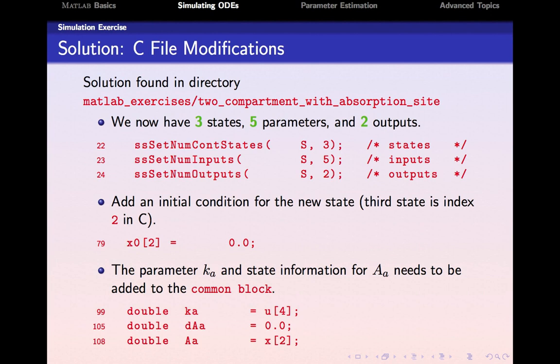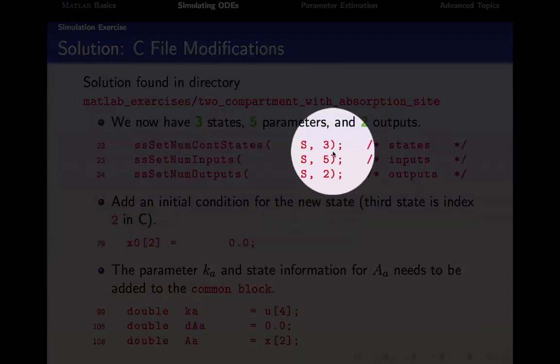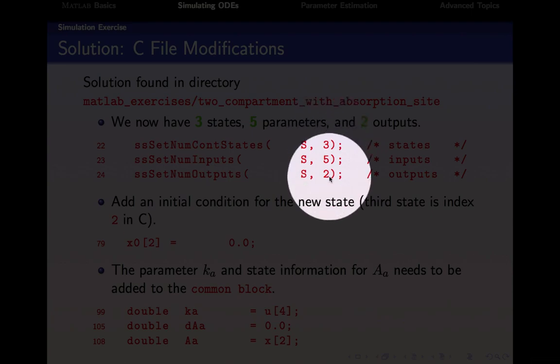So now we have 3 states, 5 parameters, and 2 outputs. Remember, we have the site of administration, we have the plasma compartment, and we also have the tissue compartment. We have the 4 parameters that we had before, and then we have the rate of absorption, Ka. So we need to make these changes, and we only have 2 outputs instead of 3 this time.